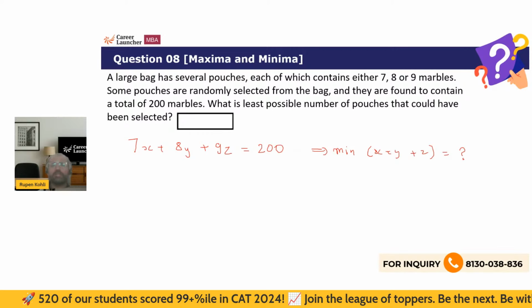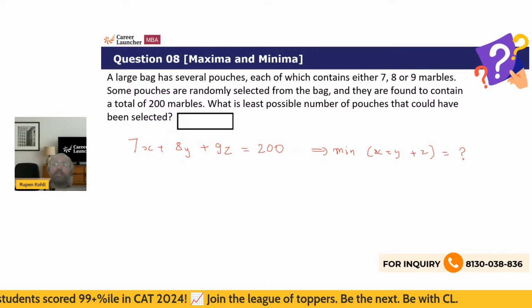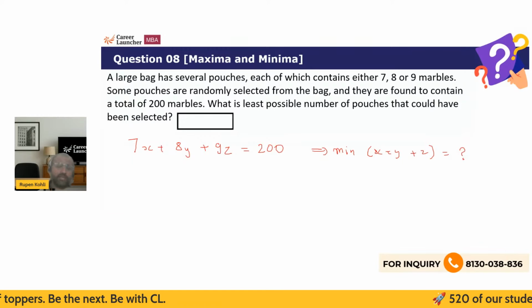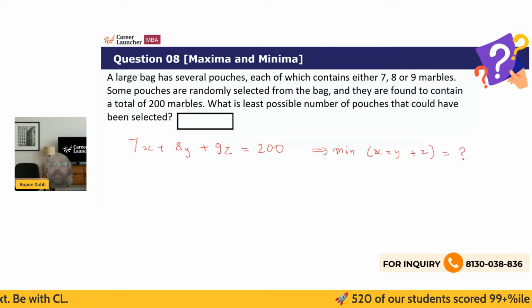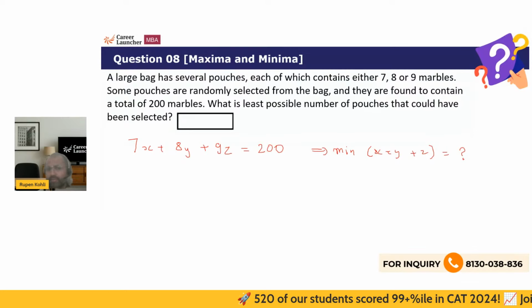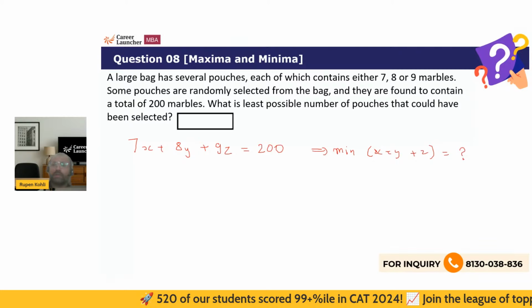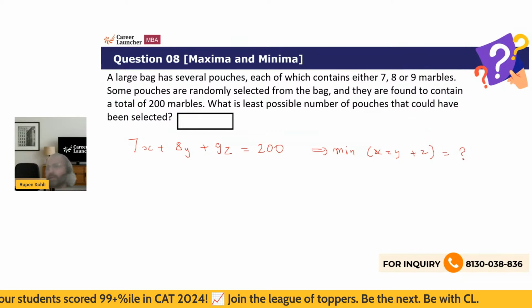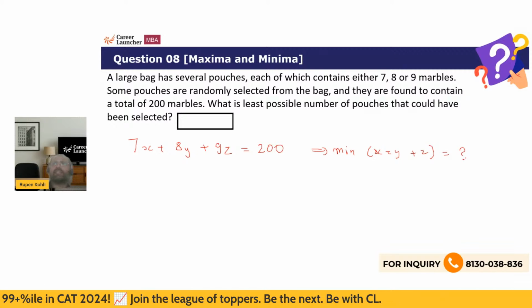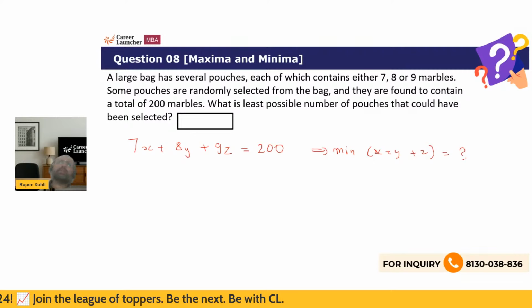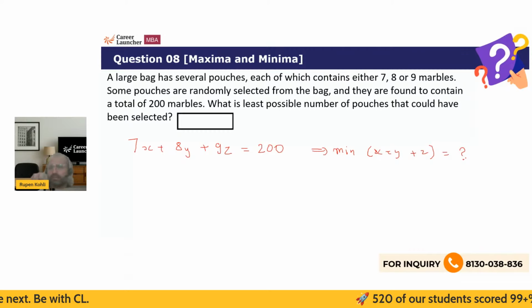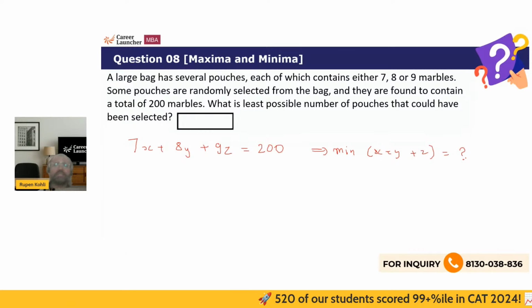So very obvious logic is that the more the number of marbles in each pouch, the fewer the pouches you will need, right? So you would want to maximize the number of pouches having 9 marbles. Unfortunately, you cannot have all the pouches having 9 marbles, because 200 is not a multiple of 9. So you will consider the number of pouches to be closest to 200 and a multiple of 9. That means you would want to maximize z first, so that x plus y plus z is minimized.